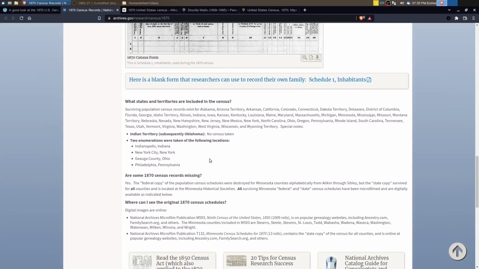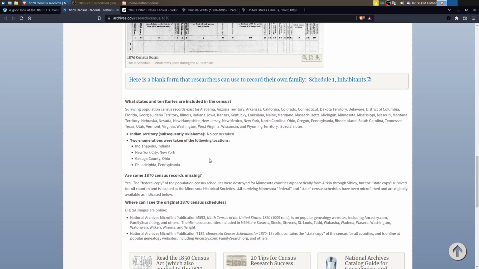Most all the states that existed at the time were included in the census. There were a few exceptions. The Indian Territory, mostly Oklahoma, there was no census taken. And there were two enumerations taken of 4 areas because of concerns about the count. And I'll explain that a little bit more. But there were 2 enumerations for Indianapolis, New York City, a county in Ohio, and a county in Pennsylvania.